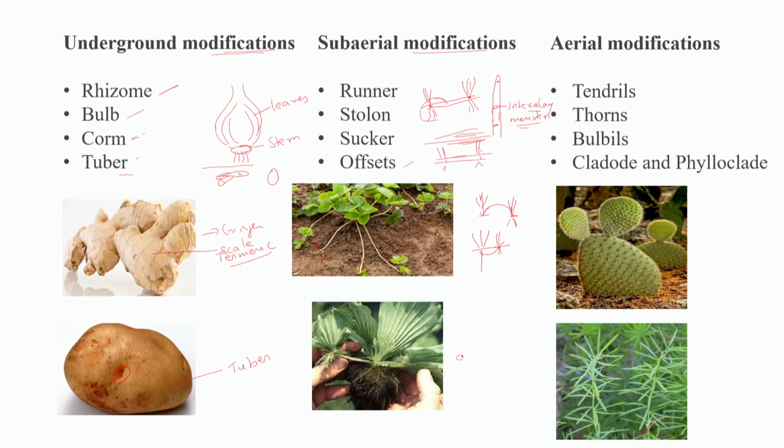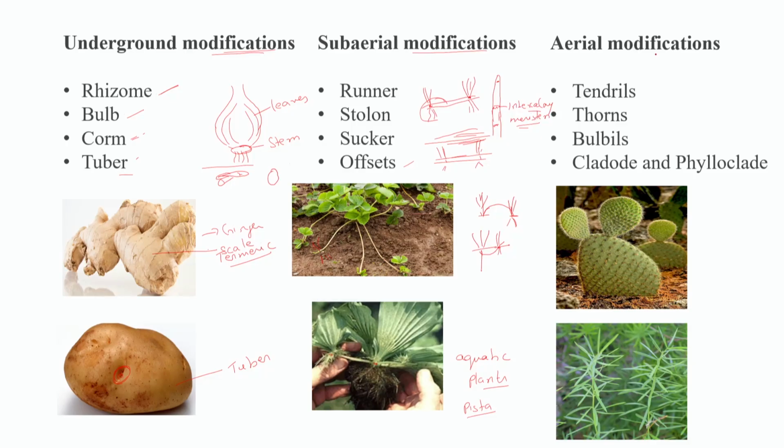However, it is found in aquatic plants, like in Pistia or Eichhornia. So this is an example of Pistia. We can see nodes are there and internodes are there, they all are connected, and from nodes adventitious roots are coming out, and then leaves are coming out. So this is a modification which is basically meant for faster propagation.